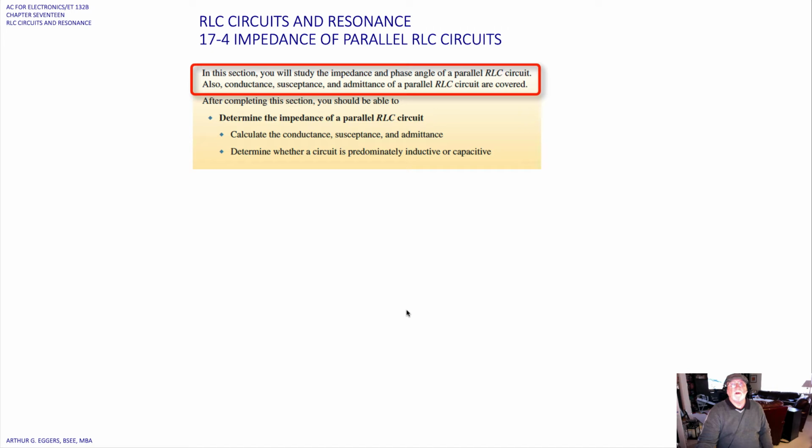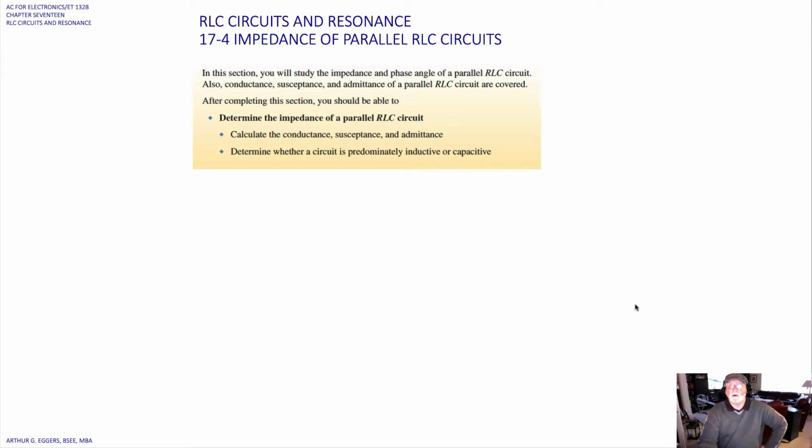So now we move away from series and into strictly parallel RLC circuits. In this section, we'll study the impedance and phase angles of parallel RLC circuits, also conductance, susceptance, and admittance. We're going to see the value of using those inverse relationships: conductance versus what we learned about resistance, susceptance and admittance versus what we learned about reactances. So we'll move forward with the parallel schemes and then eventually we'll get back to our resonance.